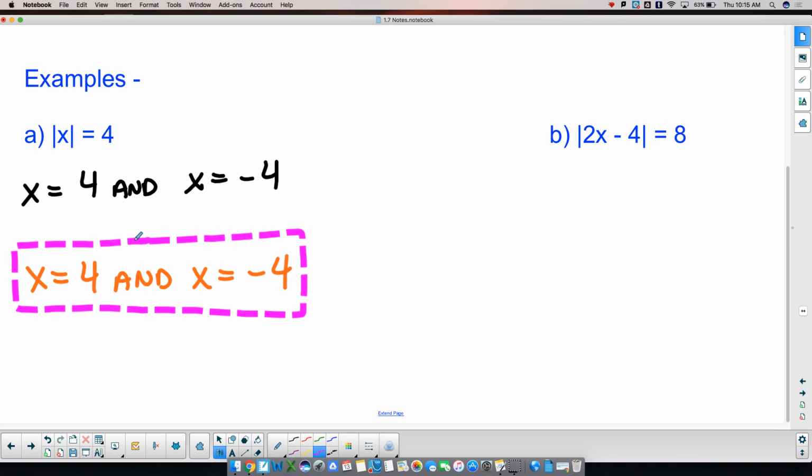Okay. Let's try the next one. First step is what? My first step. What are my two equations that I'm going to create? Anybody? That's my first one. What's my second one?